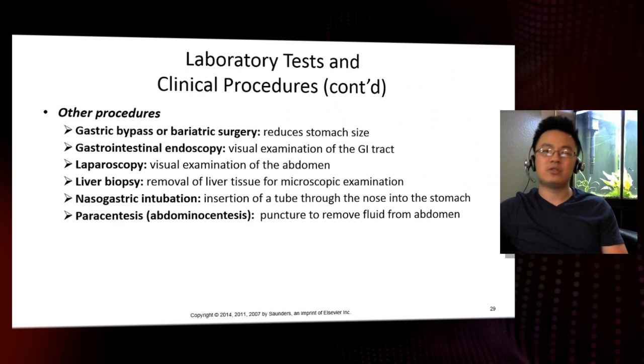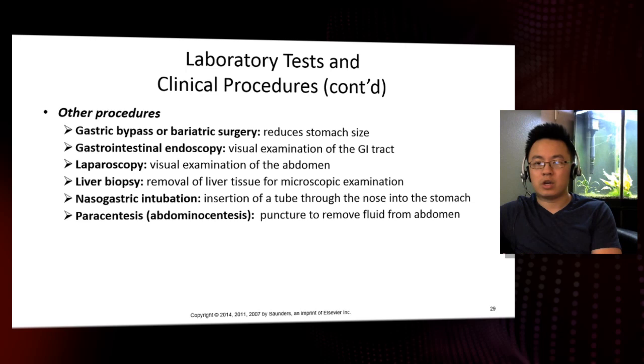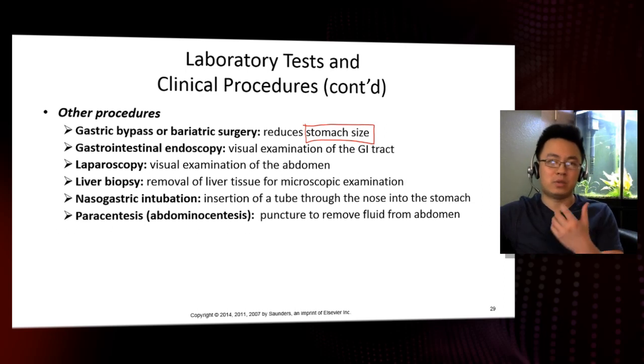Other kinds of procedures out there, for example, gastric bypass or bariatric surgery, which reduces stomach size. And a lot of times this particular kind of surgery helps individuals control their appetite. And by reducing the stomach size, the stomach gets fuller faster, therefore sending out a chemical signal to tell the body to stop eating.